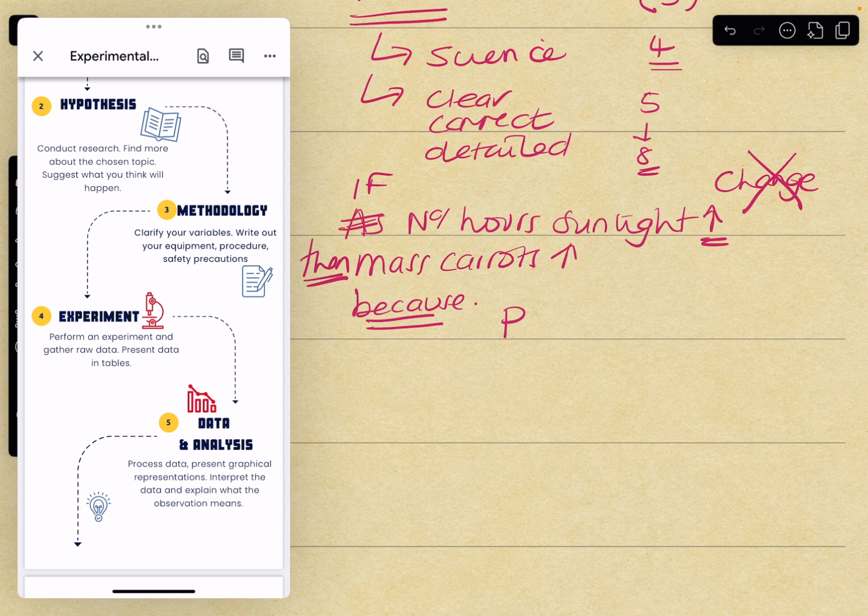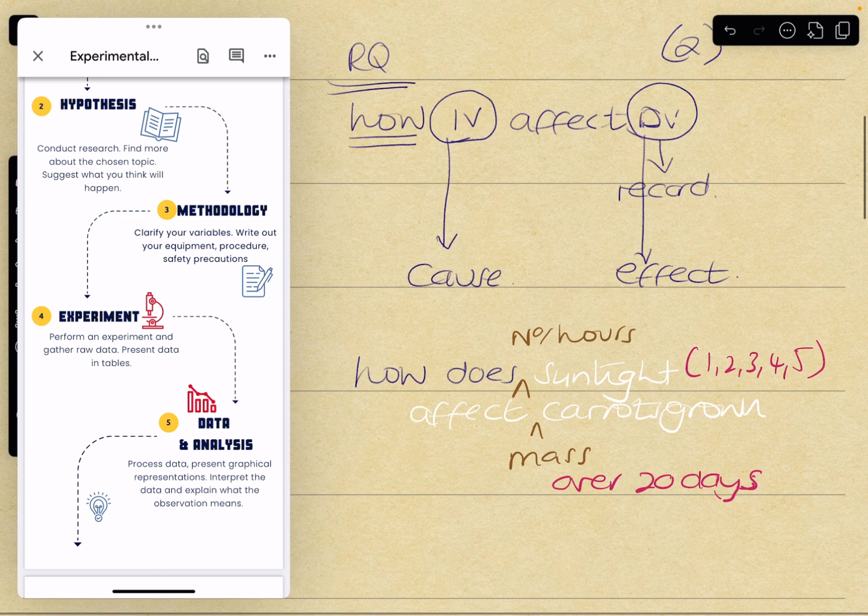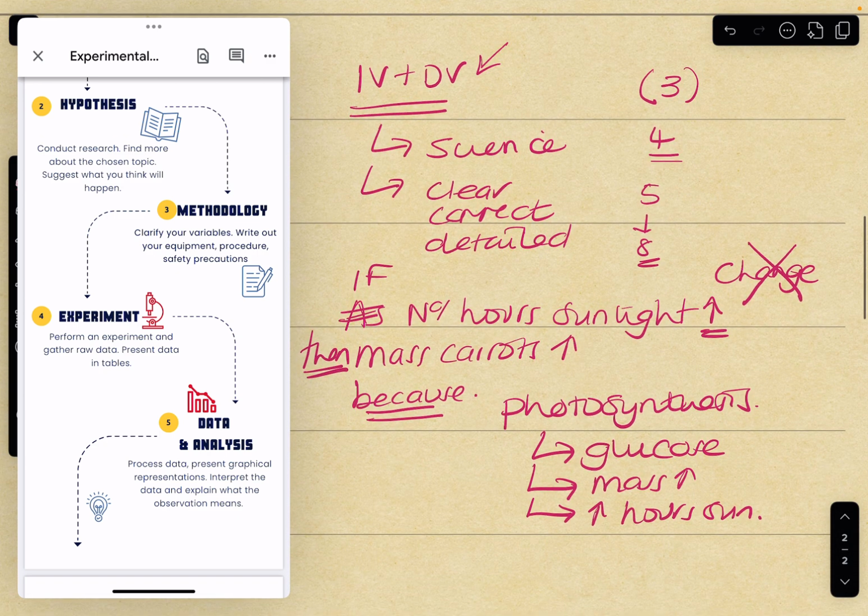To elevate any further than that, I would want an explanation of what photosynthesis is. I would want to look at how glucose is produced in photosynthesis. I would want to look at how glucose is responsible for a mass increase. And then I would want to link that back to my increased number of hours of sunlight. Okay, so research question to summarize: how does the IV affect the DV? Hypothesis: linking your IV and your DV with an explanation of what you think will happen and why.